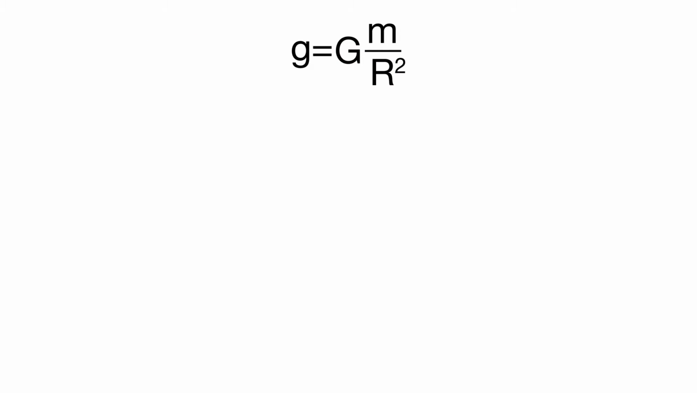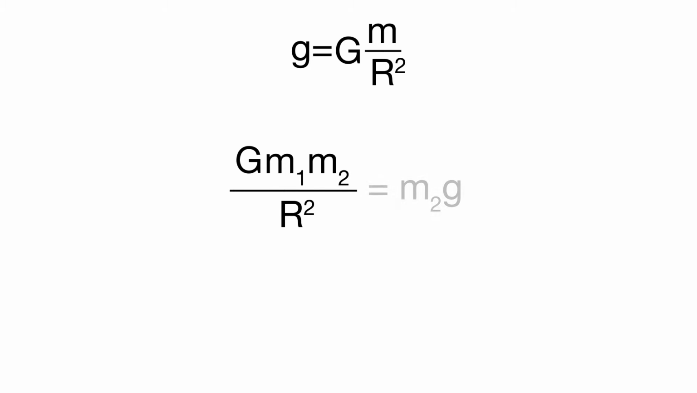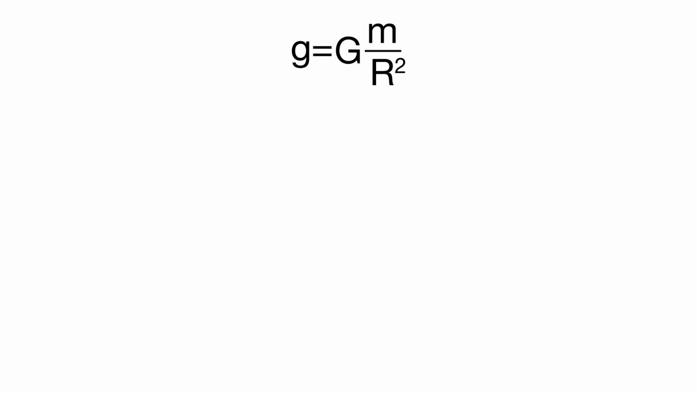This equation is used to find the acceleration due to gravity on a planet's surface. And it's derived by setting the equation for the force due to gravity equal to mg. Doing this allows us to cancel out one of the masses and leaves us with g equals big G m over r squared. And in this case, m is going to be the mass of the planet that you're looking at in kilograms, and r is going to be the radius of that planet in meters.